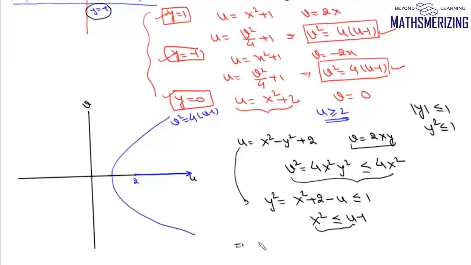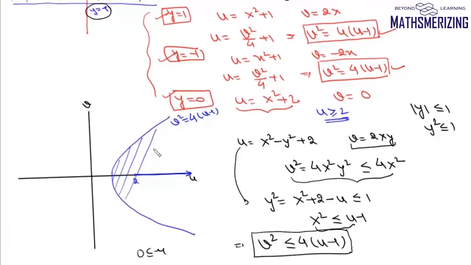From these two we get the condition v square is less than or equal to 4 into u minus 1. That means for all the points in this input space, v square should be less than or equal to 4 into u minus 1. If we take any point, say the origin, and put v as 0 and u as 0, we get 0 is less than or equal to minus 4, which is incorrect. So that means we are talking about the region other than the origin. So the sketch of the output space is this parabola and the points lying inside of this parabola. And that is the answer to this question.